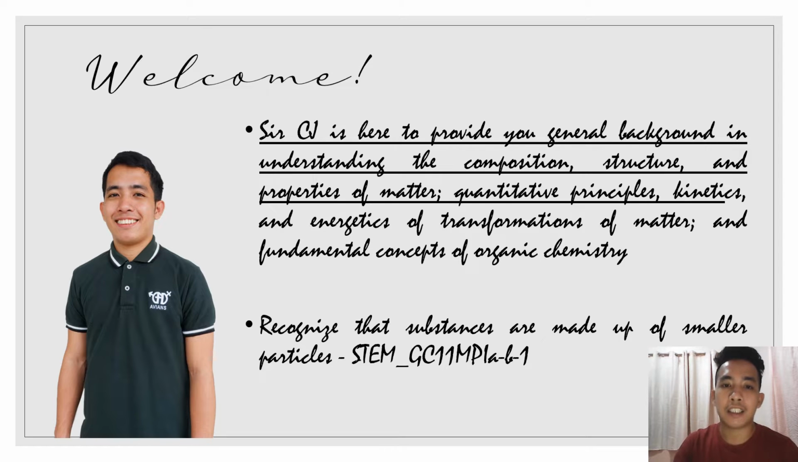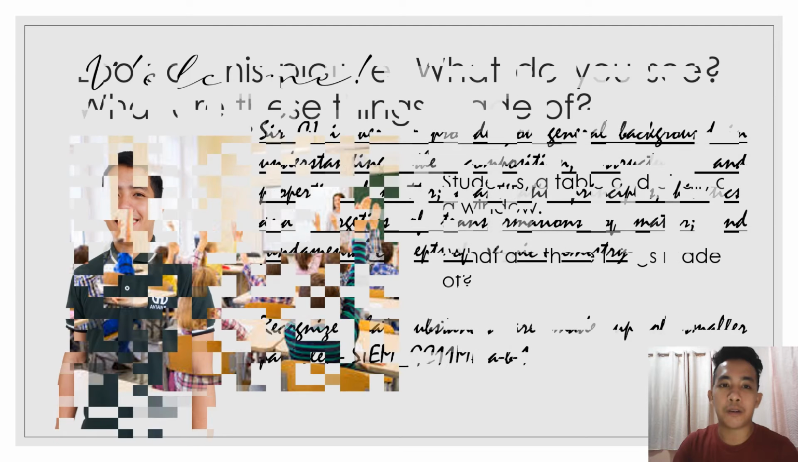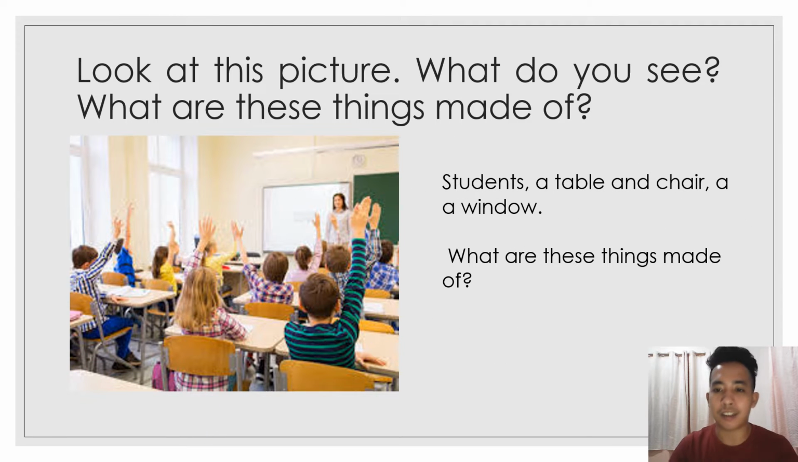Look at the picture. So, what do you see? What are these things made of? Of course, you can see a table and a chair, students, a teacher, and a window. And what do you think these things are made of? Let's have first the chair and table. These are made of wood and metal. The windows are made of glass. Students and teachers are made of living cells, tissues, and organs.